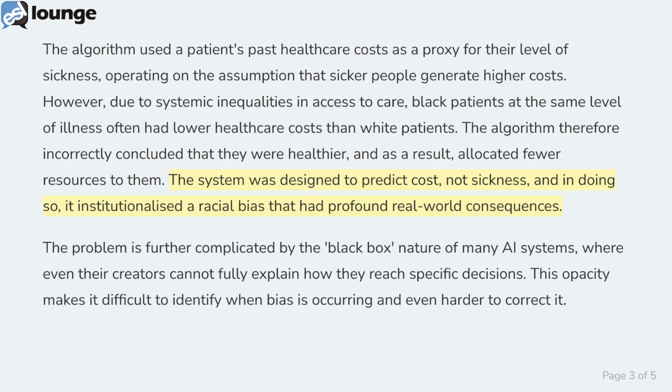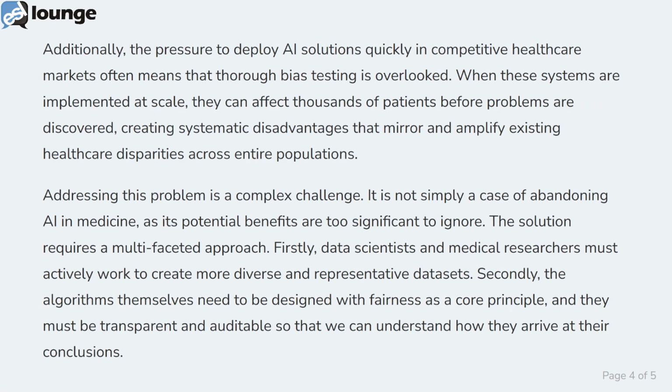profound real-world consequences. The problem is further complicated by the black box nature of many AI systems, where even their creators cannot fully explain how they reach specific decisions. This opacity makes it difficult to identify when bias is occurring, and even harder to correct it. End of page 3. Let's continue.